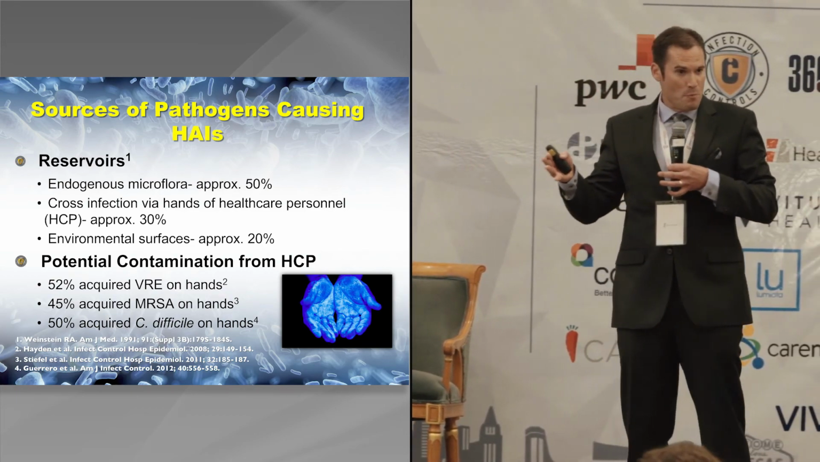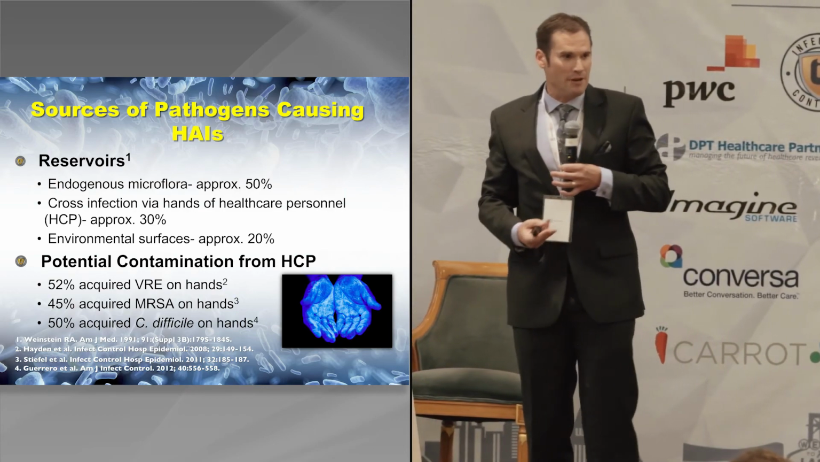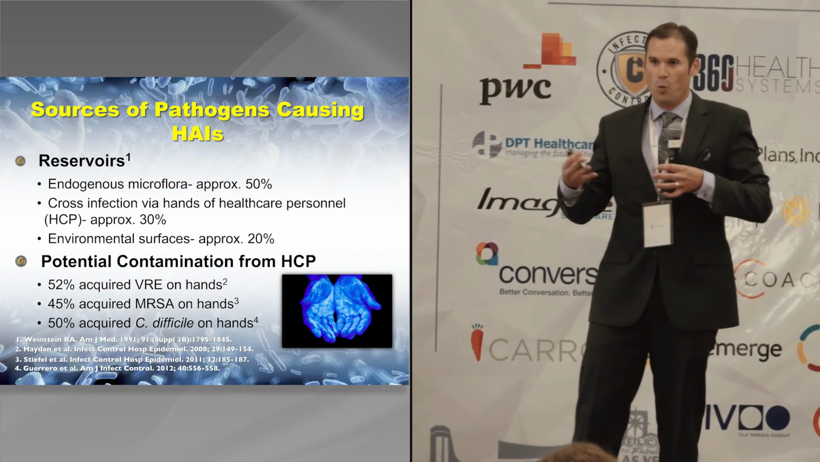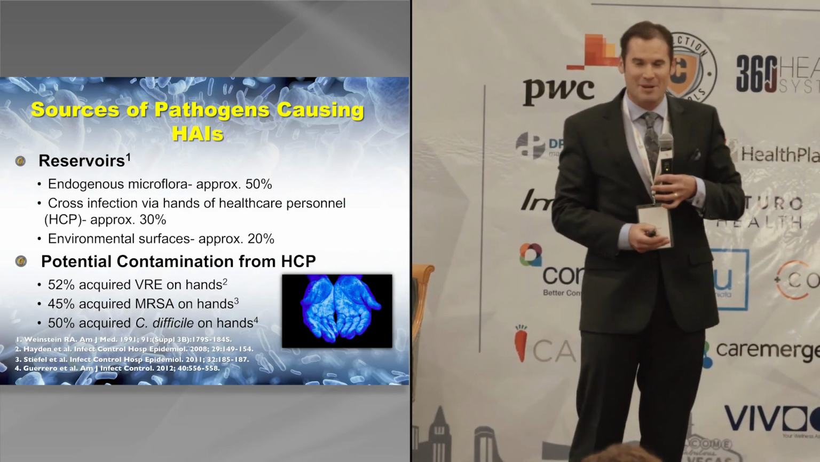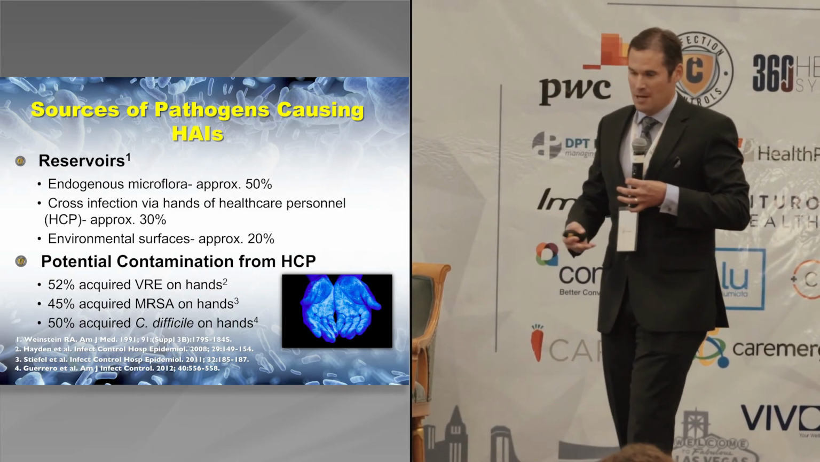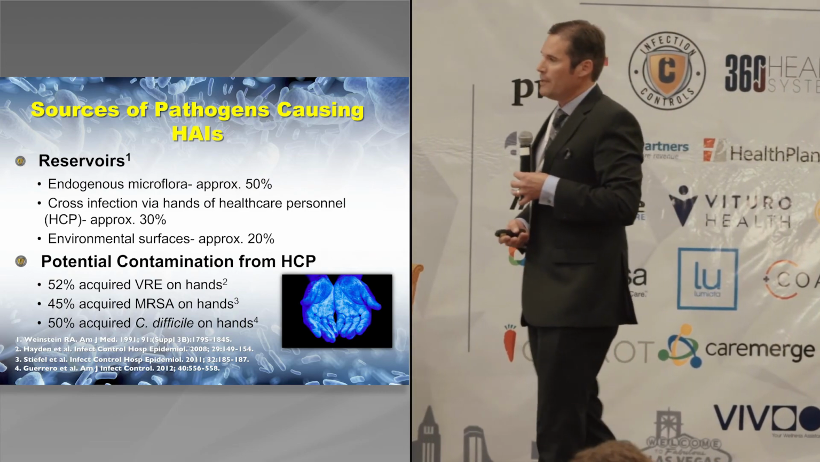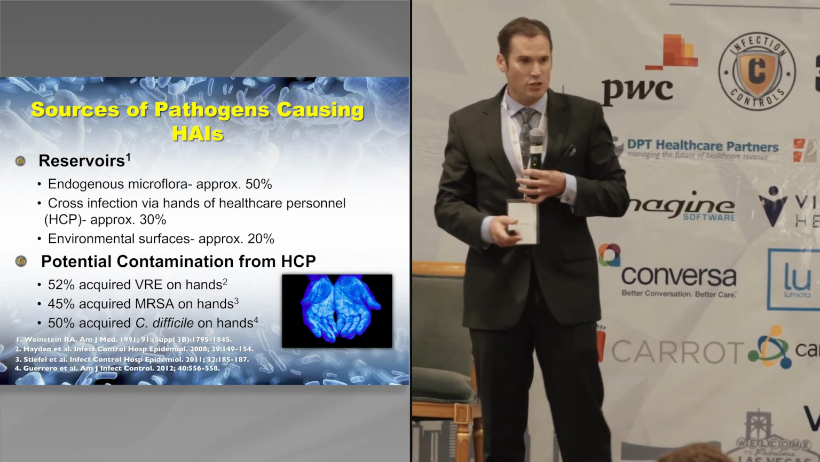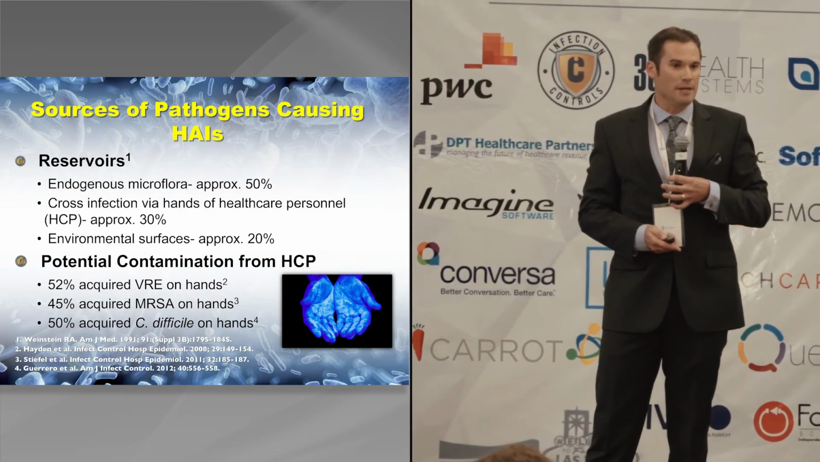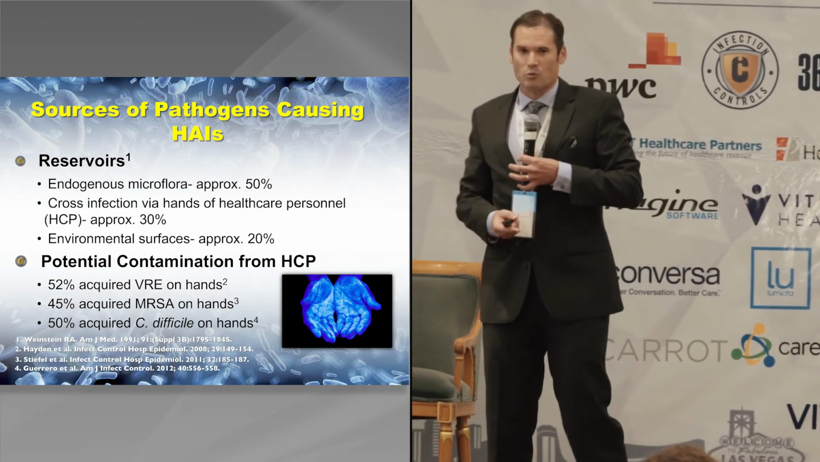And then you've probably heard of MRSA before, methicillin-resistant Staphylococcus aureus. 45% of healthcare workers picked it up when they were treating a patient with this. And then, of course, the number one bad bug that we hear about from the CDC is Clostridium difficile. About half of the healthcare professionals picked up the C. diff spore when they went to treat their patients. And so we know the hands of a healthcare worker can transmit these organisms in the environment. But what else plays a role in this?